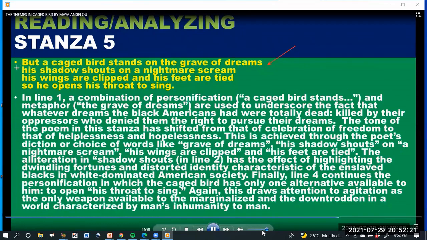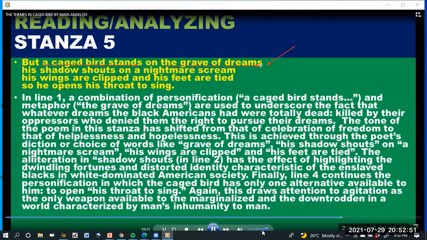His wings are clipped and his feet are tied, so he opens his throat to sing. The caged bird stands, that is personification. A caged bird is described as standing, which is a human quality. But this personification is used alongside the metaphor. The grave of dreams is a metaphor, all right?